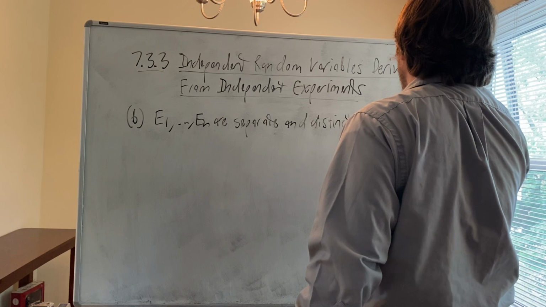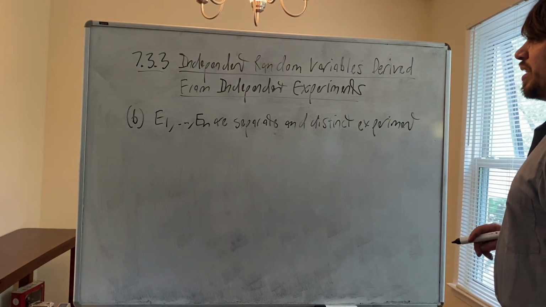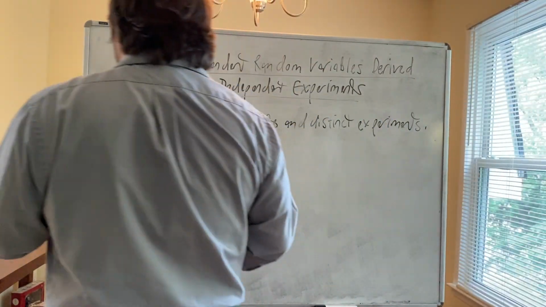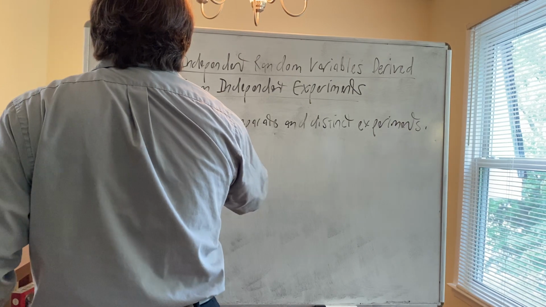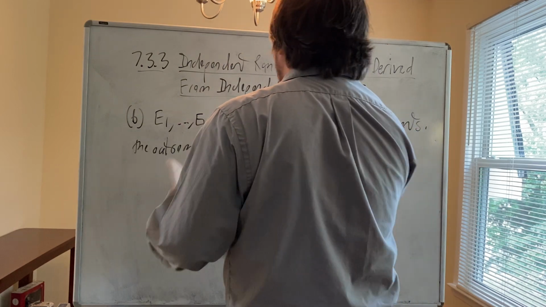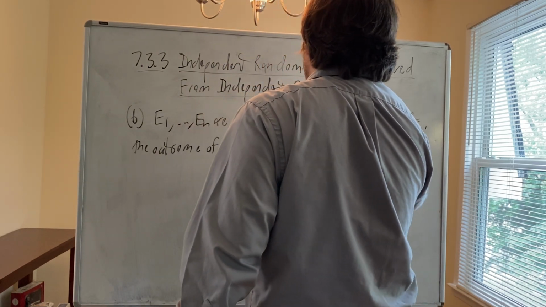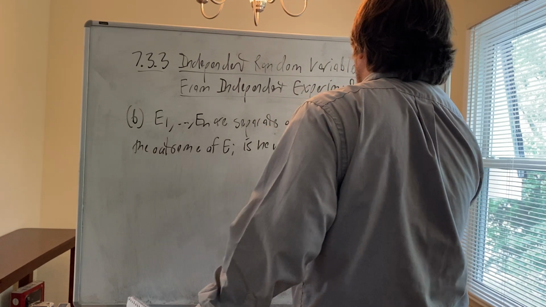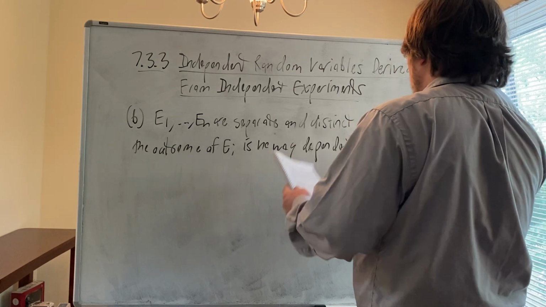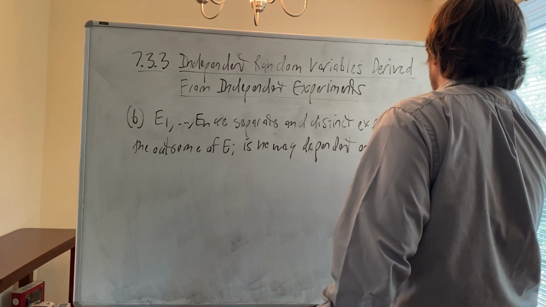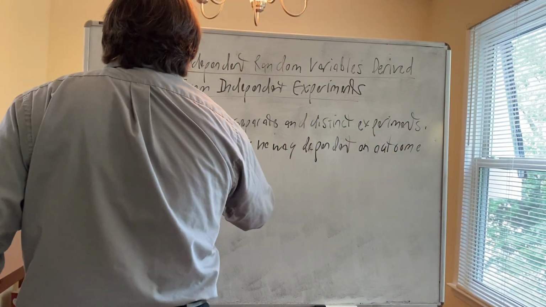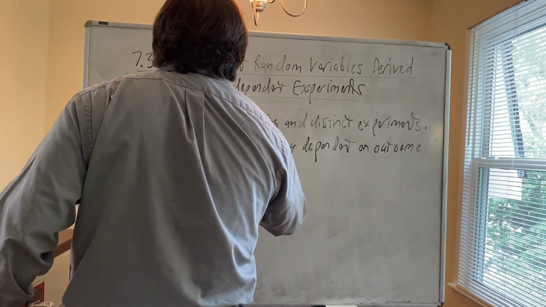So in A, we're repeating the same experiment n times. And here we have n separate and distinct experiments, E1 to En. The outcome of E sub i is in no way dependent on the outcome for E sub j when i does not equal j.